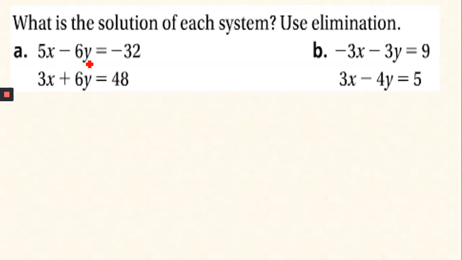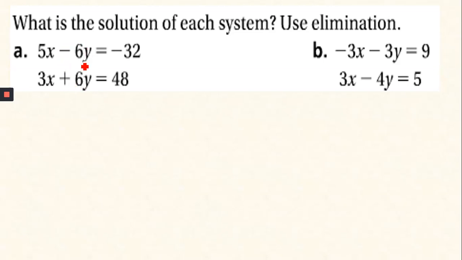We have here, what is the solution of each system? Use elimination. Again, if you are going to eliminate, see to it that the coefficient of the variable is the opposite of the other. We have here 5x minus 6y equals negative 32 and 3x plus 6y equals 48. Now, try to see 5 and 3. It is not the opposite of the other. Negative 6 and positive 6. It is the opposite of the other.